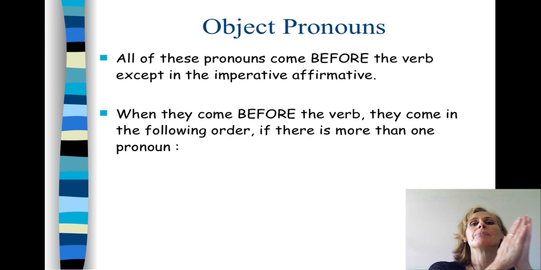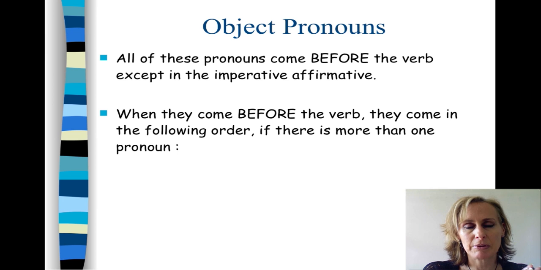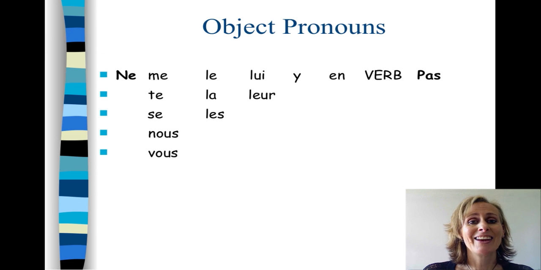The pronouns come before the verb. So when they come before the verb, they come in the following order if there is more than one pronoun. So this is a rule. These pronouns must come in this order, and this must be adhered to. First of all, ne, if it's a negative. You may not have all of these. In fact, it's highly unlikely you will. But this is the order that they come in.